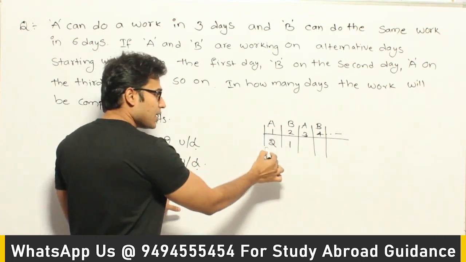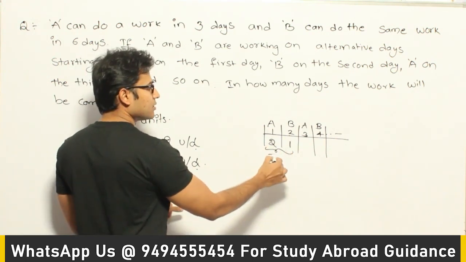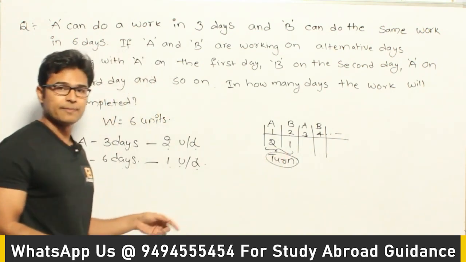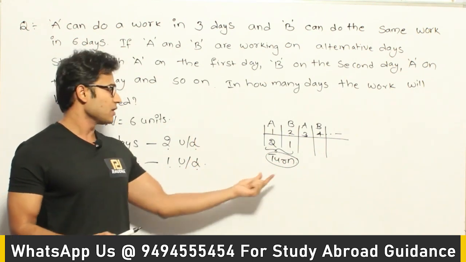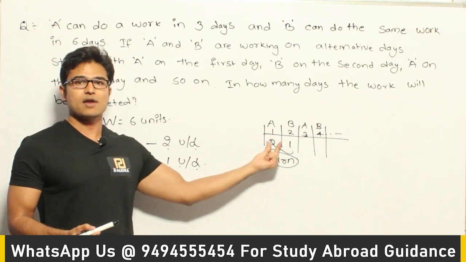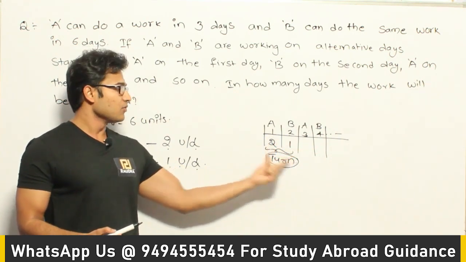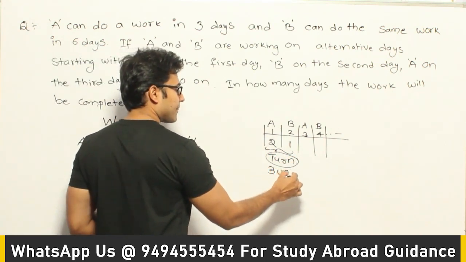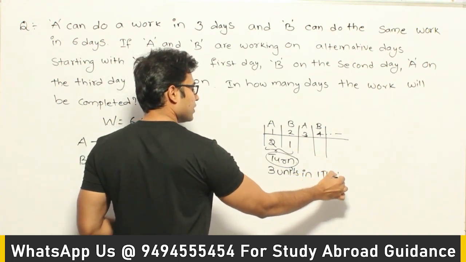Now, I am using a new word here called a turn. Turn means, I am just introducing it. It is not a standard terminology. To solve all such questions, I am just introducing new terms. So one term is turn. A turn is one day for A and one day for B. How much work will they be able to finish? They are able to finish 3 units in one turn, isn't it? 3 units in one turn, right?